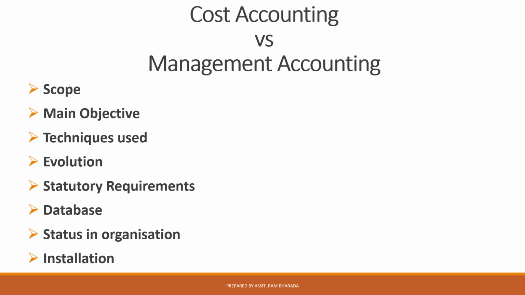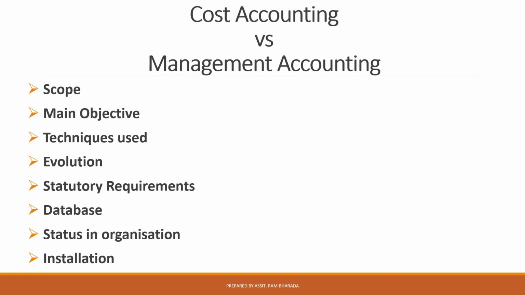We are also looking for the profit. The main objective of cost accounting is to determine the cost of a product or a service, whereas the main objective of management accounting is to provide accounting information to the management for decision making. In cost accounting, we use techniques called job costing, batch costing, and process costing. In management accounting, we use budgeting, marginal costing, standard costing, cash flow statement, fund flow statement, and all this. Due to some limitations of financial accounting, cost accounting came into the picture, and due to some limitations of cost accounting, management accounting came into the picture.